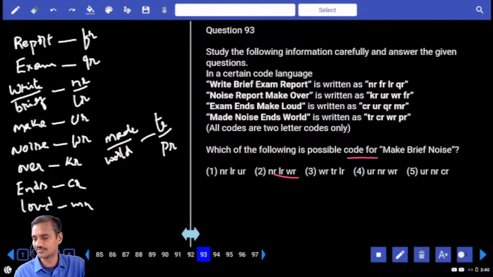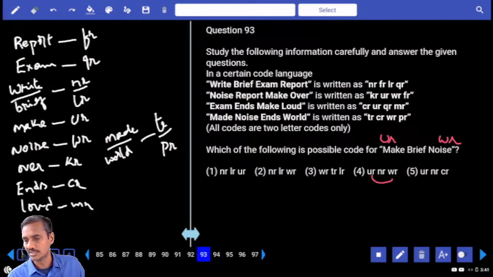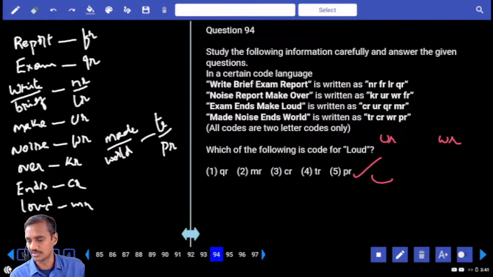Then 93, which of the following is the possible code for make brief noise? Now the code to the word make is UR. And brief and noise, noise is WR. Now brief, there is no brief, NR, LR. UR, WR must be there. UR, WR, and at the same time, NR, choice 4, question number 93. Then the 94th one, the code to the word loud is MR.